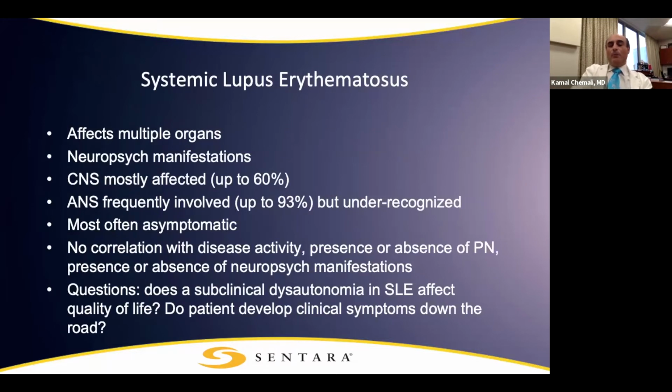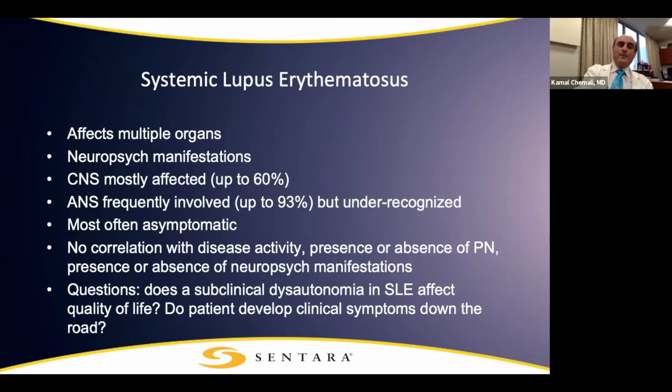So the most common one and better known one is systemic lupus erythematosus, or SLE, which is an inflammatory disease that affects multiple organs. It also affects the psyche. It can cause neuropsych manifestations. But in lupus, the central nervous system is the most affected part of the nervous system, rather than the autonomic or the peripheral nervous system.